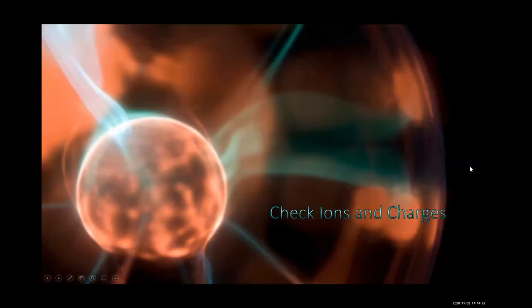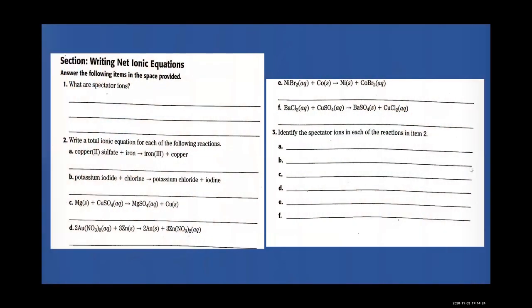So last thing we're doing is checking ions and charges, and then we move on. So here, let's get over here. I don't know if I corrected, I think I did. We found a couple little typos in here today. So your spectator ions are the ions present in solution in which a reaction is taking place, but they do not participate in the reaction.